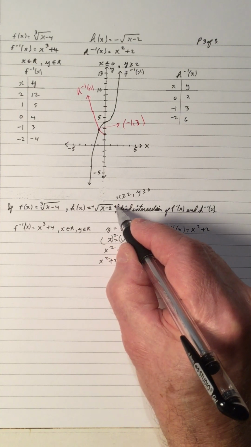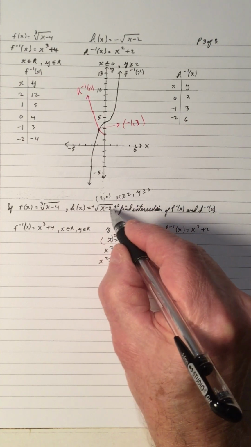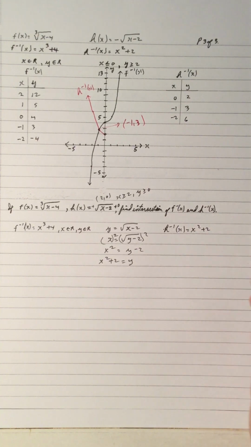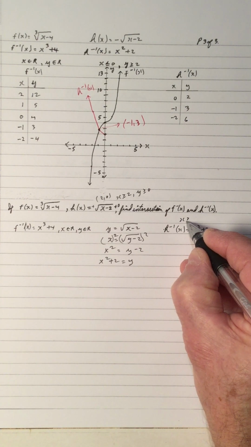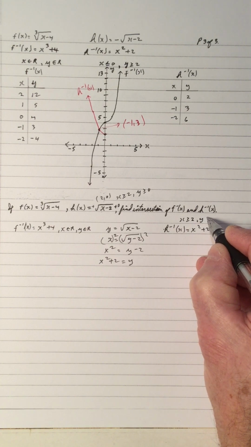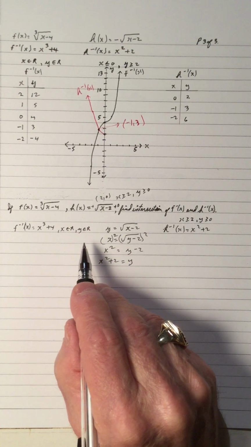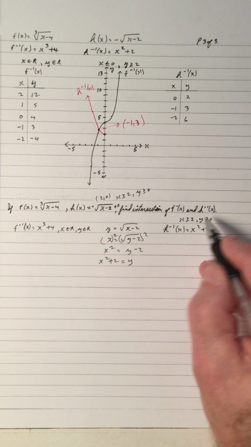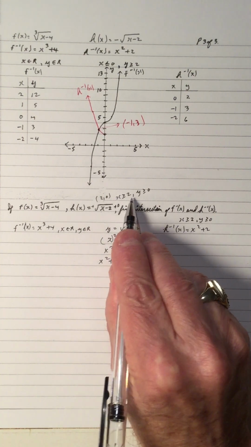So (2, 0) is the point that starts off the graph of this. So the x's are greater than or equal to 2, and the y's are greater than or equal to 0. Knowing that, I'm going to put that right here: x is greater than or equal to 2, and y is greater than or equal to 0. And there, you can see that's the inverse. So now we've got the inverse.